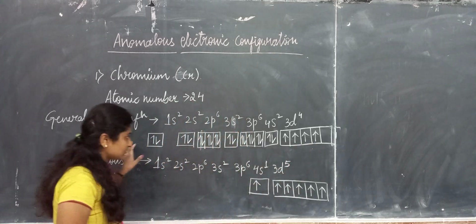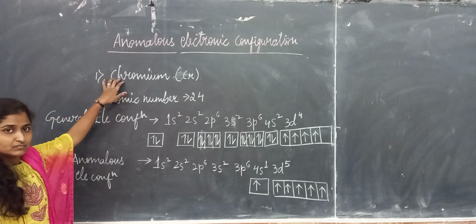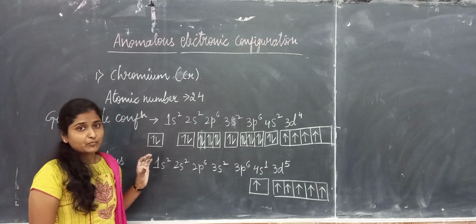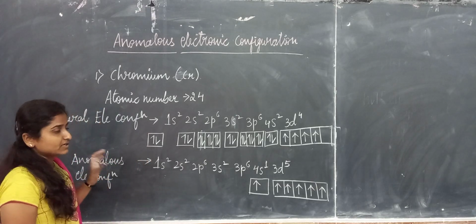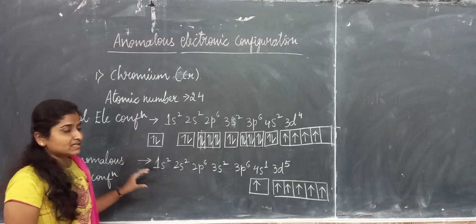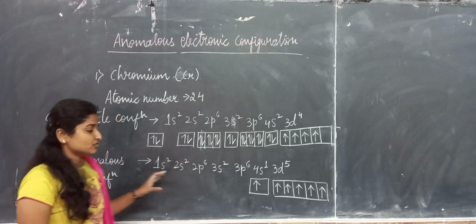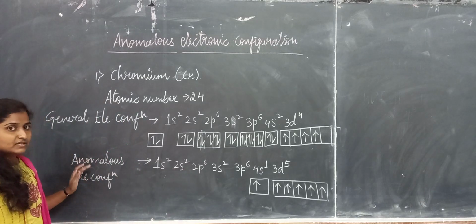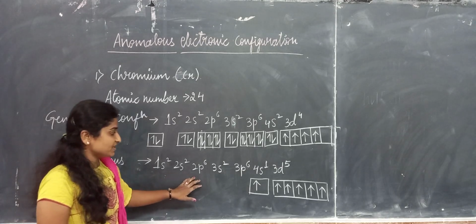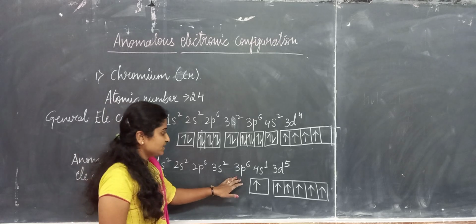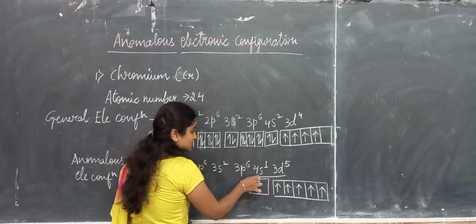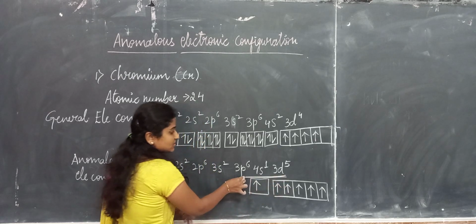So this is the general electronic configuration for the chromium atom. But chromium shows an anomalous property, that is, there is a difference in the electronic configuration due to the unusual stability of the completely, that is exactly half-filled, atomic orbital. The anomalous electronic configuration for chromium would be 1s2, 2s2, 2p6, 3s2, 3p6, 4s1, 3d5. See here, the valence shell electronic configuration is changing.